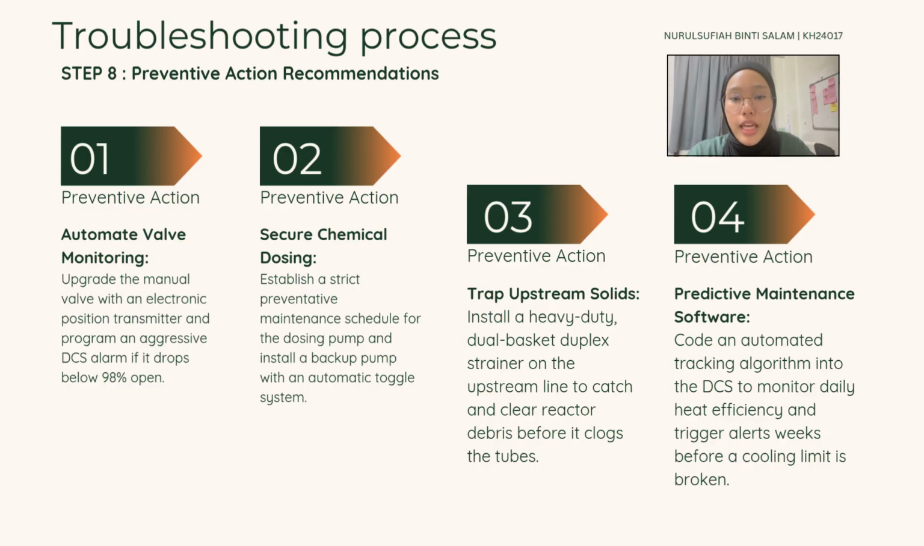Third, treat upstream solids. We will install a heavy-duty dual basket duplex strainer upstream to catch debris before it clogs the tubes. Fourth, use predictive software. We will code and automate a tracking algorithm into the DCS to monitor daily heat efficiency and alert us weeks before a limit is broken. This plan will fix our immediate bottleneck and protect our system moving forward.